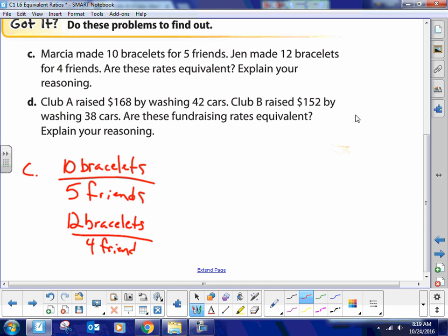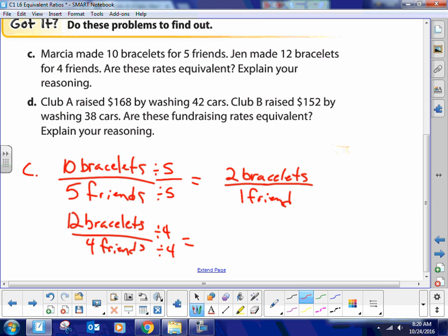Are these rates equivalent? Okay, we'll divide both of these by the denominator. All right, get it down to its unit rate. We got 2 bracelets for 1 friend, right? And then down here, you're going to divide by 4. You're going to come up with 3 bracelets for 1 friend.